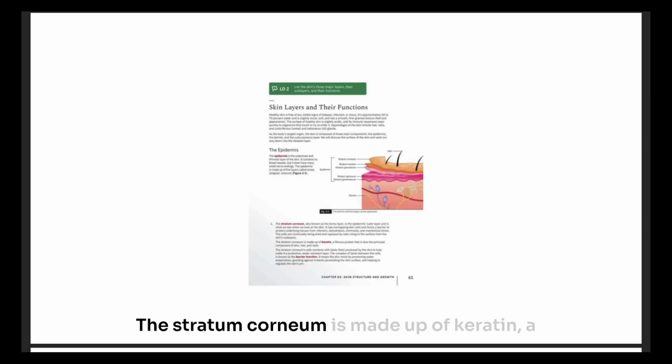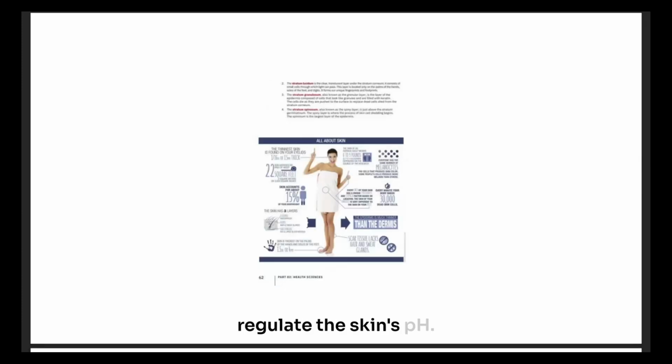The stratum corneum is made up of keratin, a fibrous protein that is also the principal component of skin, hair, and nails. The stratum corneum's cells combine with lipids, fats, produced by the skin to help make it a protective, water-resistant layer. The complex of lipids between the cells is known as the barrier function. It keeps the skin moist by preventing water evaporation, guarding against irritants penetrating the skin surface and helping to regulate the skin's pH.